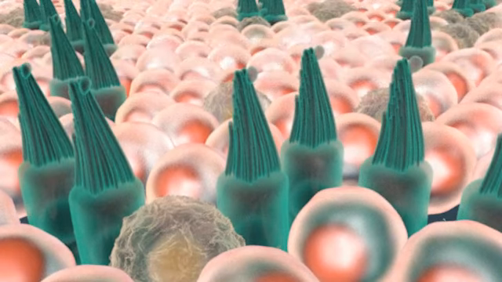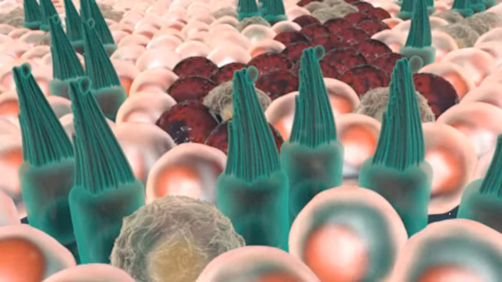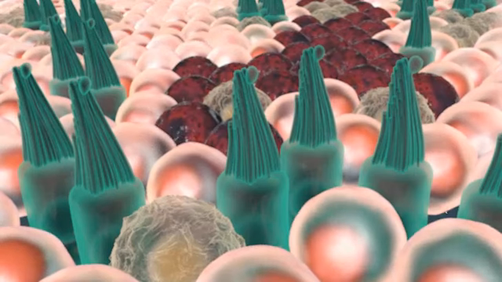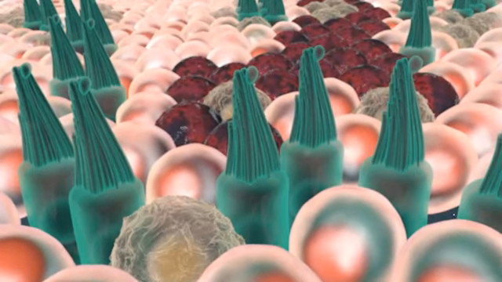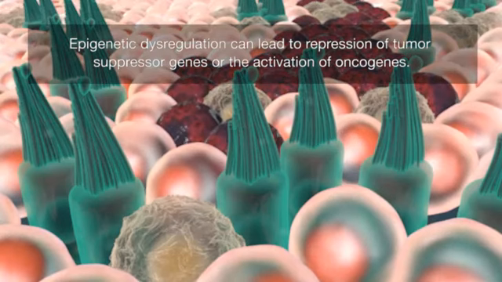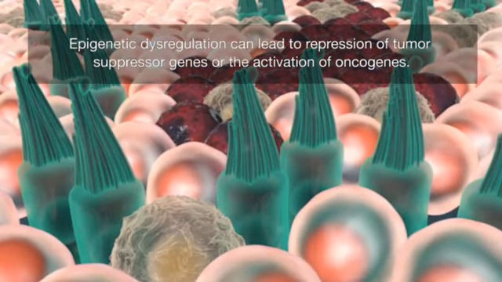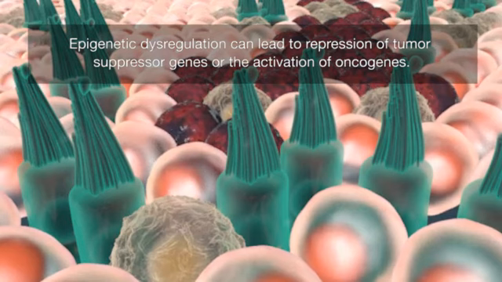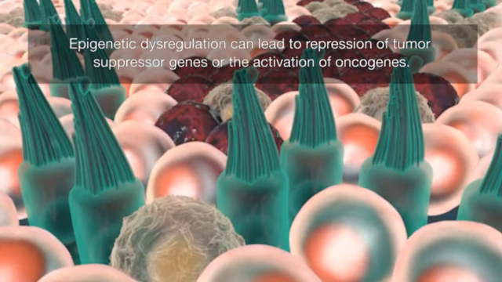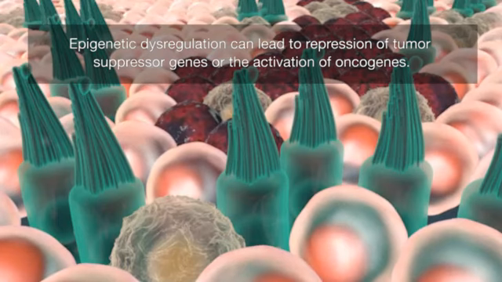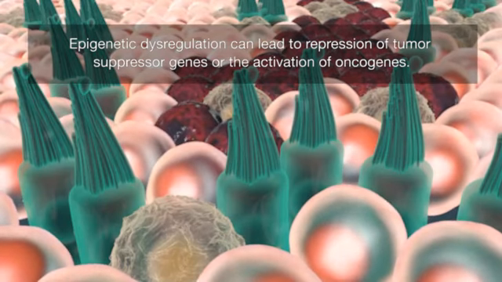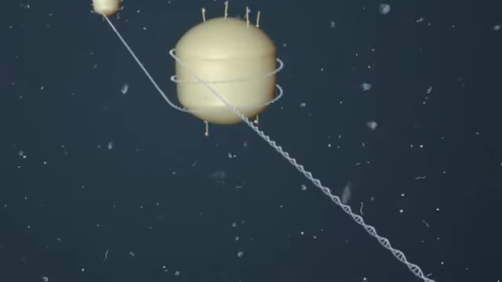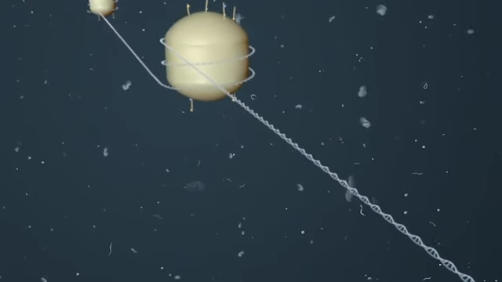Gene expression also plays a role in the development of disease. Cancer is an example where too much or too little epigenetic activity can be problematic. For example, epigenetic dysregulation can lead to repression of tumor suppressor genes or the activation of oncogenes. Both conditions contribute to the initiation and progression of cancer. Let's explore the process of turning genes on and off.